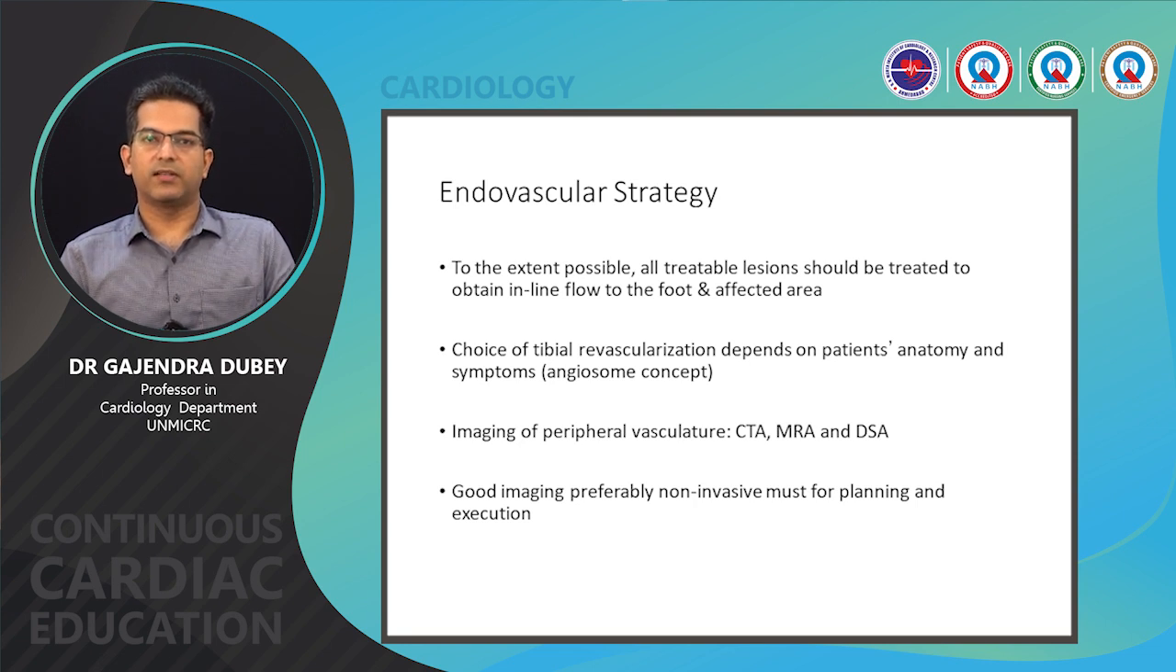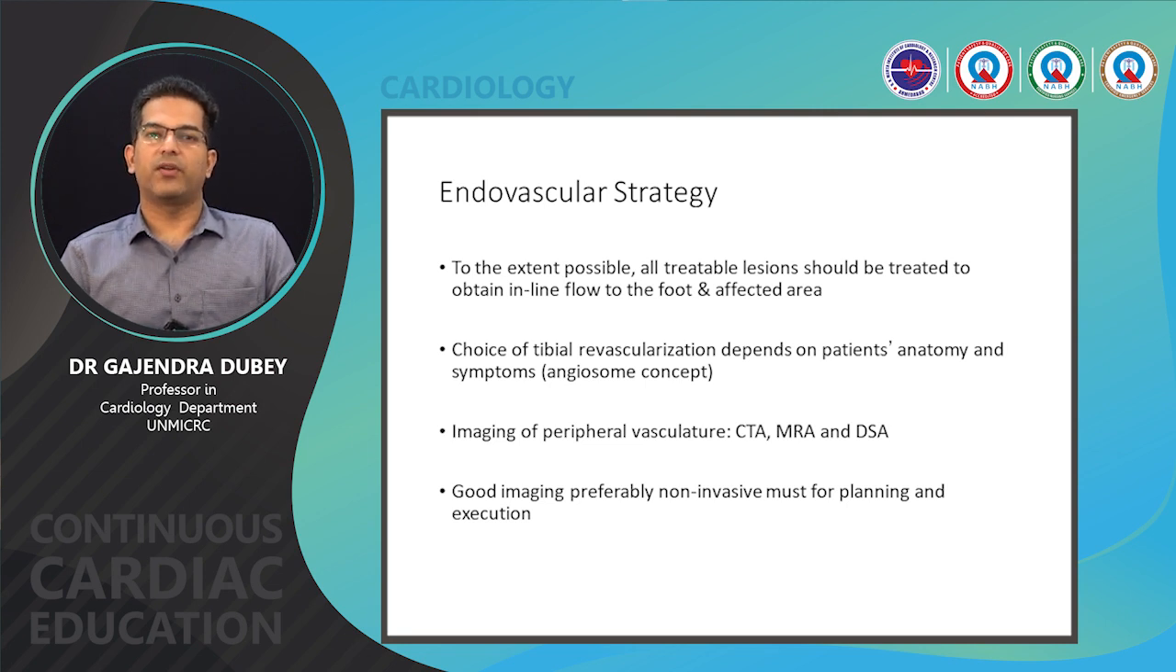And the choice of tibial revascularization, that is whether to go for the anterior tibial or posterior tibial, depends on the patient's anatomy and symptoms. The imaging of peripheral vasculature prior to the intervention is of utmost importance. Imaging can be done with either a CT angiogram or MR angiogram in patients who have some issues with renal dysfunction, and DSAs are generally reserved for intervention.